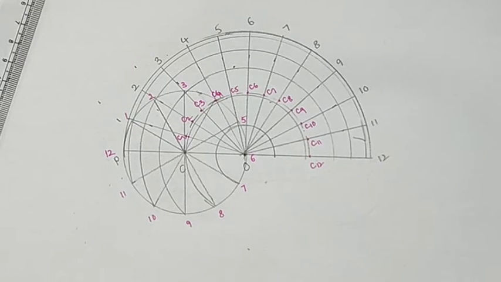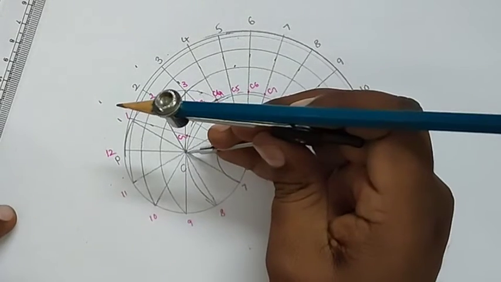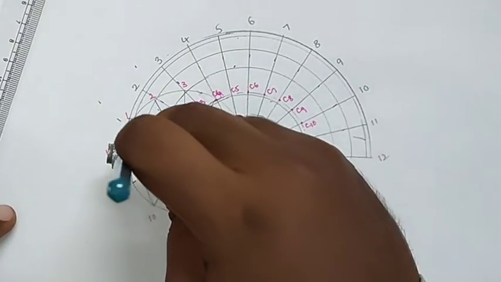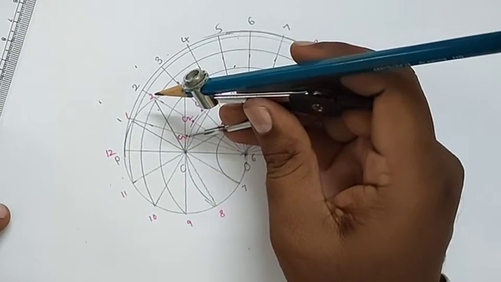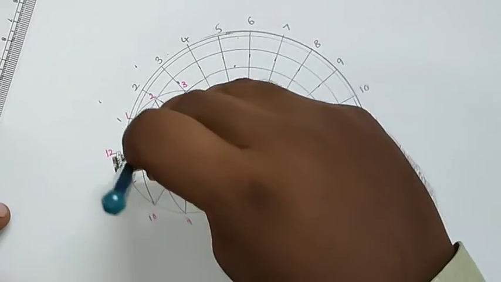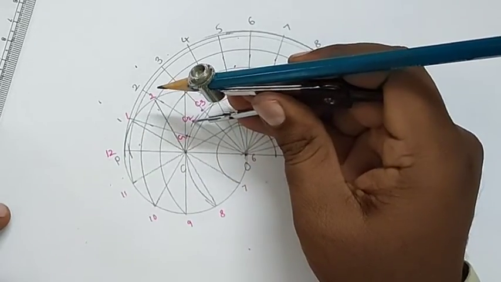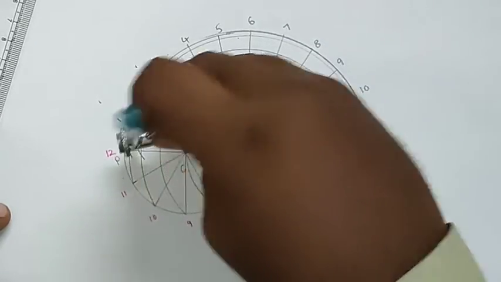So the radius of the rolling circle is 30 mm. With the radius of the rolling circle 30, we will draw the arcs by following the distance. With C1 as center, draw the arcs on 11 and 1. Similarly, C2 center, draw the arc on 10 and 2.